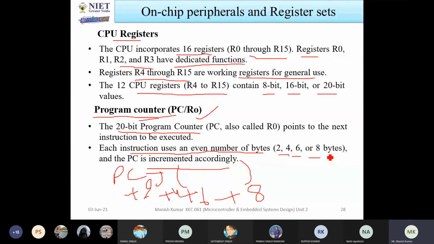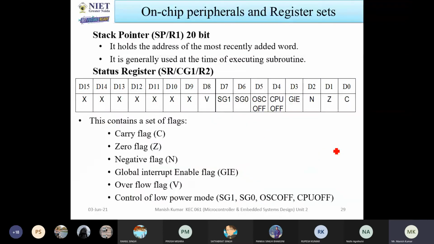So now we will talk about the R1 register. The R1 register is also called the stack pointer. It is 20-bit. So what is the use of the stack pointer? It holds the address of the most recently added word. It is generally used at the time of executing a subroutine.